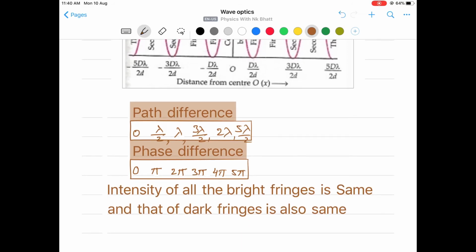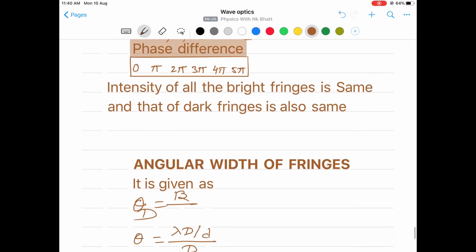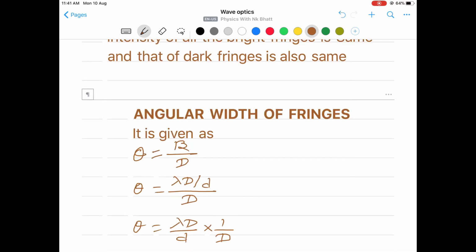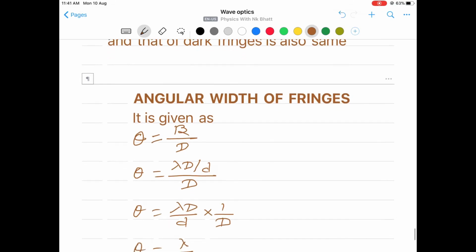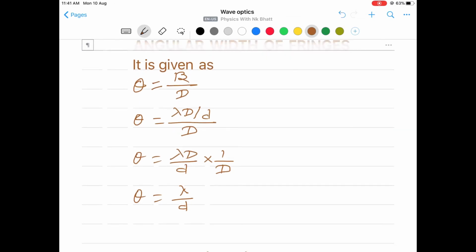Now we will talk about a little topic here along with these intensities, and that is angular width. Angular width of the fringes is given by theta is equal to beta upon capital D. Here beta is the linear width of the fringes, and capital D is distance of the screen from the plane of slits. So if you replace for beta, beta is same for all, that is lambda D upon d. Upon D, if you simplify it, you will get theta is equal to lambda upon small d. So angular width of the fringe is given by lambda upon d, and linear width is given by lambda D upon d.